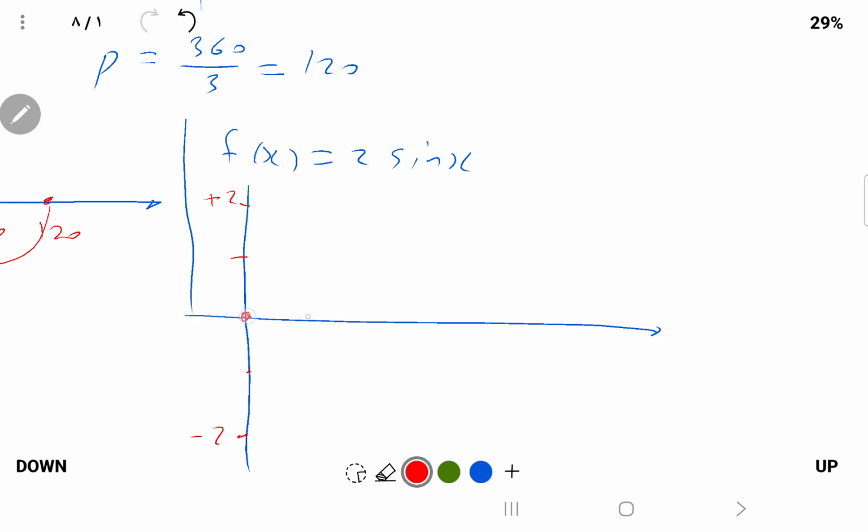Now the 5 points do not change. They are the same here. The period, as you can see, is 360 because here you have 1. So 360 divided by 1 is equal to 360. And the graph would be the same thing, like this.